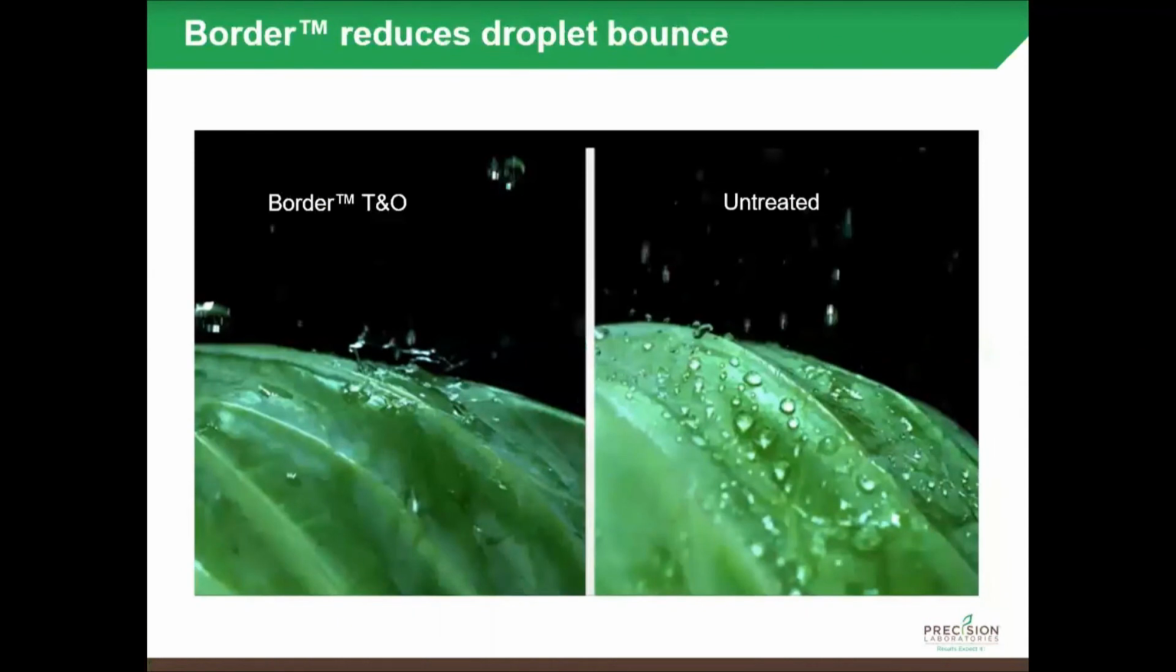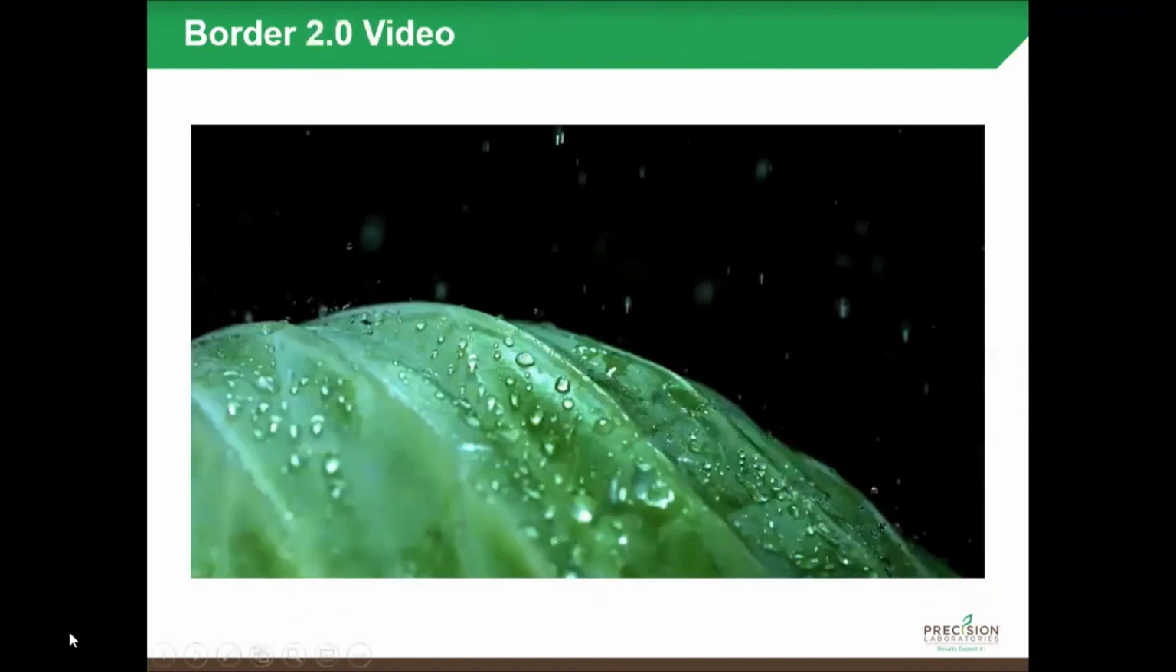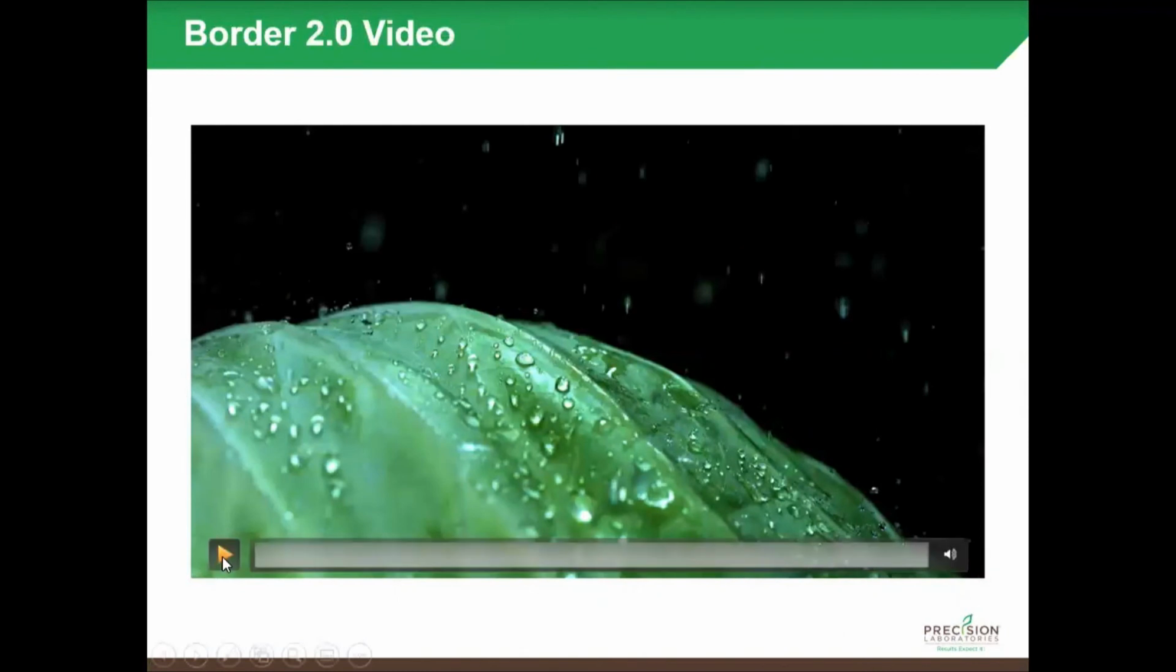This is a video that I'm going to use this slide as an introduction for, but it shows Border hitting the leaf surface and spreading out and staying on the leaf surface versus the untreated running off or bouncing off the leaf as the droplets shatter. So with that, I'm going to play this video, and we'll see how this plays for us.